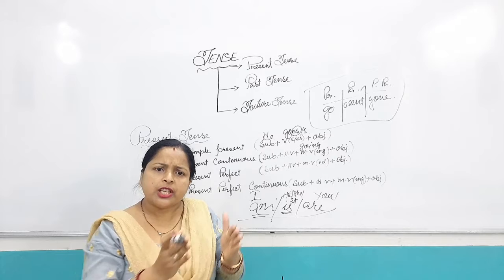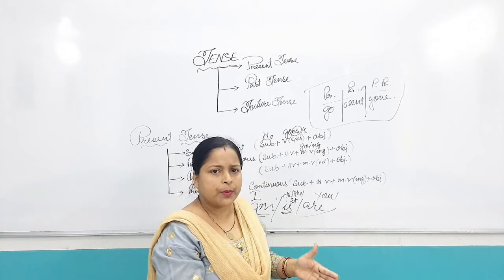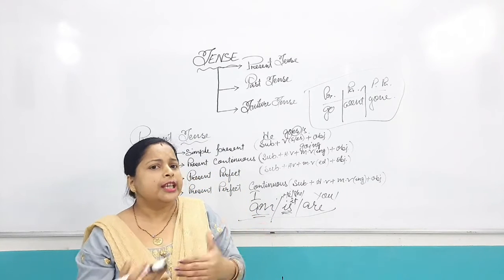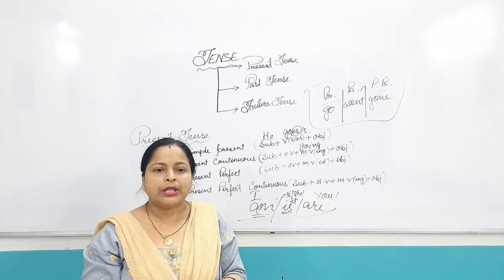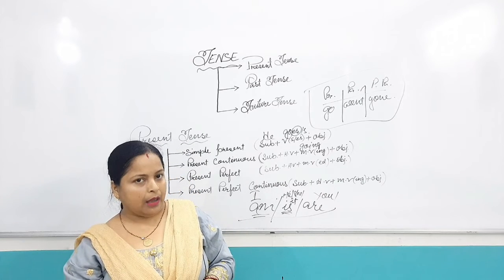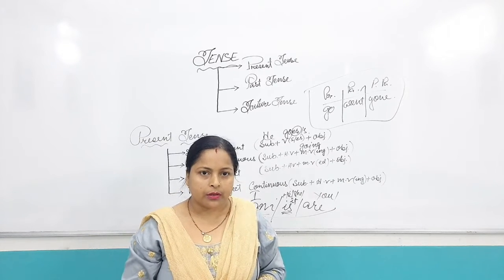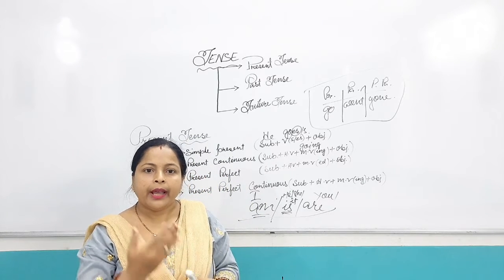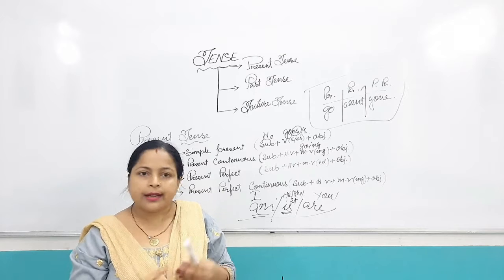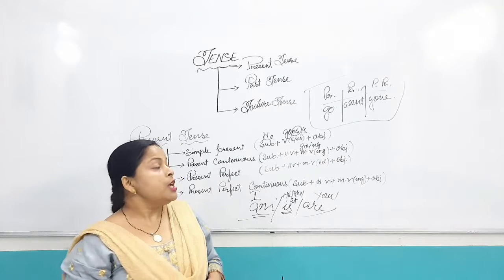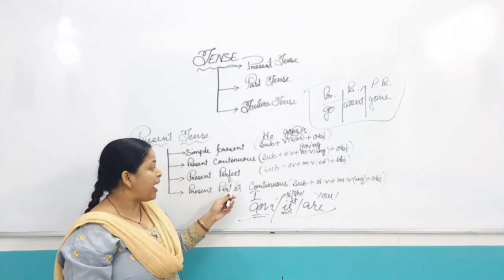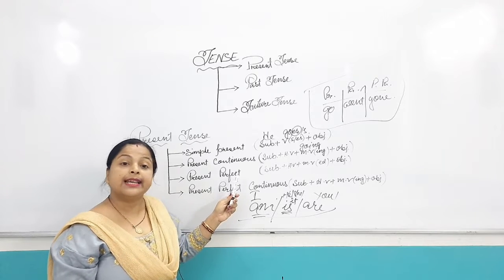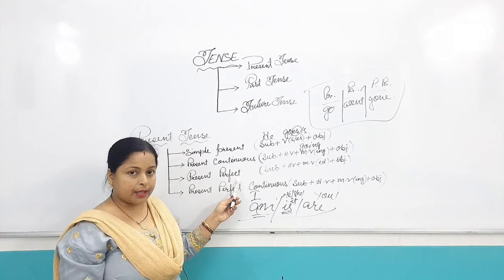Suppose you have finished your lunch just now, just 5 minutes before. If someone gives you some food right this moment, will you be able to eat? Obviously not, because my stomach will be full. So how may I have more food? It is not possible for me. So the action that has finished just now and we can see its effect is present perfect tense.